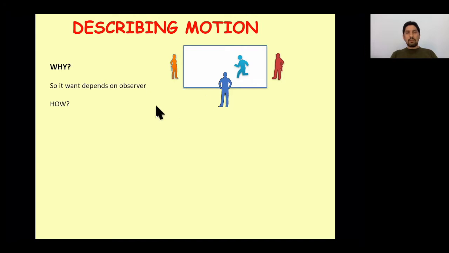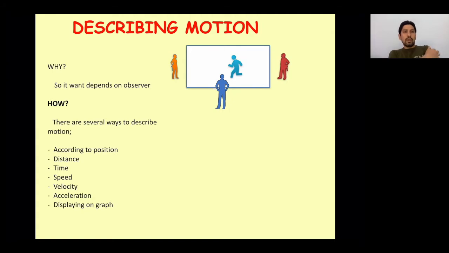So in science, in physics, we should use some reference for the motion, so we can use it for precise measurements. So how? There are several ways to describe motion. According to the position of the object, the object is moving from position A to position B, or from point B to point A, something like this.